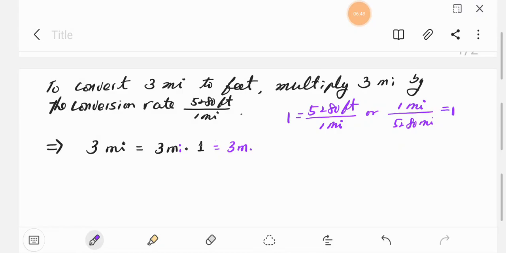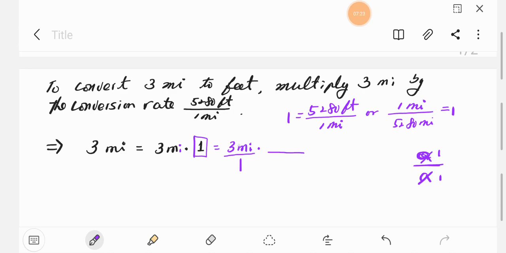So I'm going to replace this 1 with either one of these, since we are converting miles to feet. So look at this. Just like when you reduce a fraction, if let's say a is in the numerator, then if we have the same number in the denominator, we can cancel out. So it becomes 1 over 1, right?